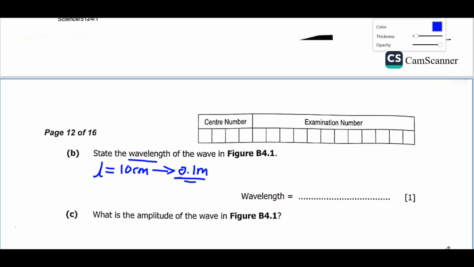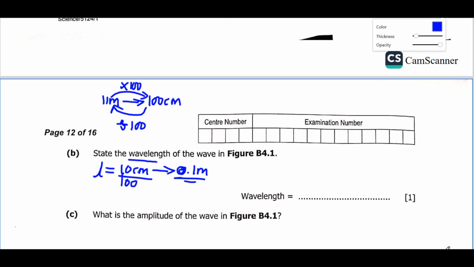So how do you change from centimeters to meters? You divide by 100. So 10 centimeters divided by 100 will give us 0.1, because 1 meter is equal to 100 centimeters. So from meters to centimeters, you multiply by 100. Centimeters to meters, you divide by 100.